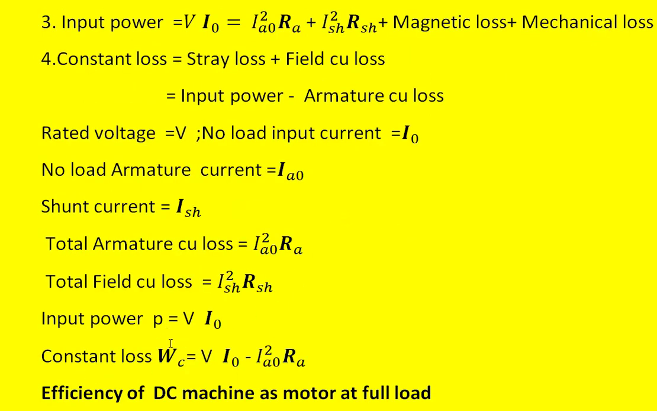So constant loss is nothing but the input power, that is V into I0, minus the armature copper loss under no load condition. Under no load condition, the armature copper loss is IA0 square into RA, where RA is the armature resistance. So we know the constant loss from this test, and we are going to use this constant loss for further analysis of the DC machine at various conditions. The purpose of the Swinburne test is to calculate the constant loss. So this is achieved.